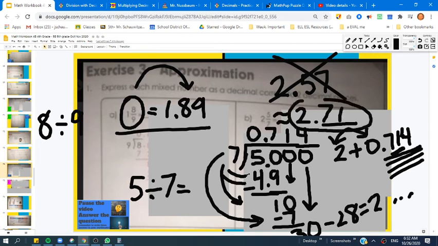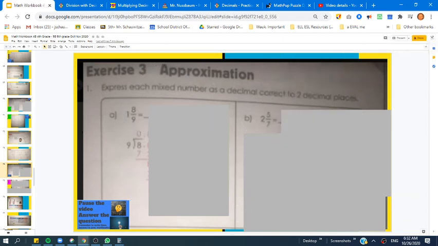Just like Mr. Joseph said in the beginning of the problem, 2 and 5/7 is not going to equal 2.57. Make sure you understand that. Don't just put the same numbers. Okay? All right. Cool. That's where we're going to end our lesson for today. What I'd like to show you guys is a couple of problems to practice this.